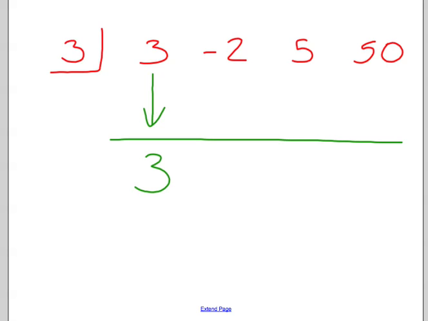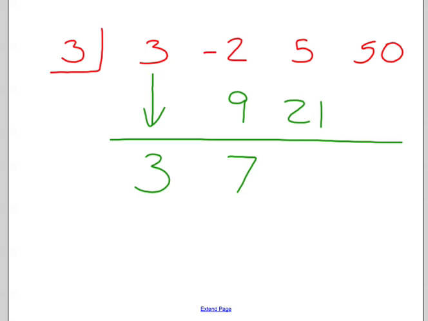Then you're going to multiply the 0 value times this number. 3 times 3 is 9. Then you're going to add. Negative 2 plus 9 is 7. Then you're going to multiply. Last time we took 3 times 3. This time we're going to take 3 times 7, which is 21.